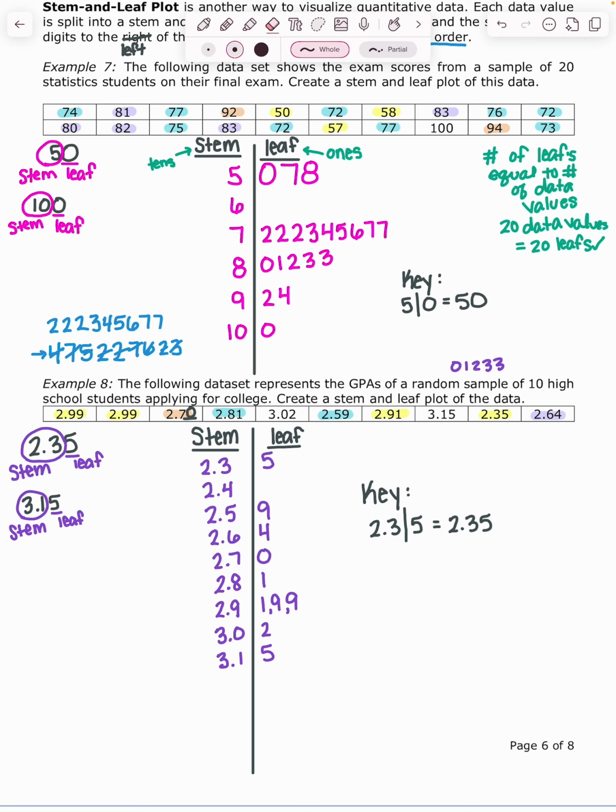So there we go. Those are stem and leaf plots. Important things to remember: only one digit in the leaf per data value. You should have a leaf for every data value. And the numbers need to go in order. And no skipping stems. This was fun.